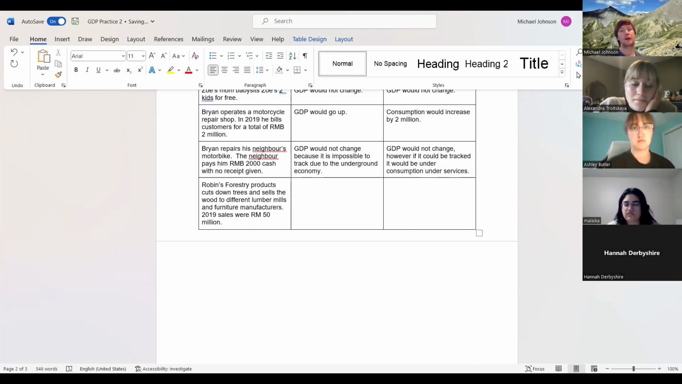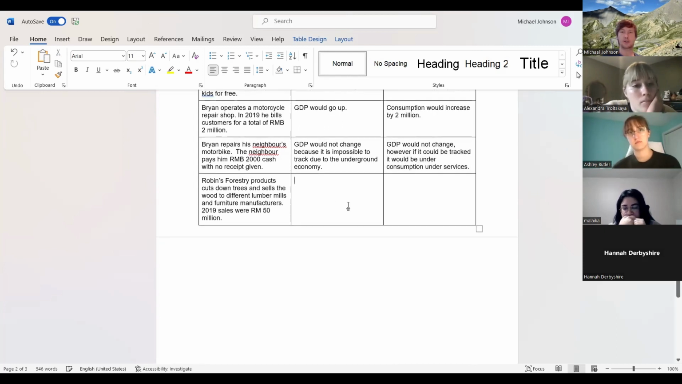So it's impossible to track because of the underground economy. A lot of things go under the underground economy and they can't be tracked because it's all cash. It's hard to track cash transactions, so there's no trail for that. And it would be under services consumption. So good job on that discussion.